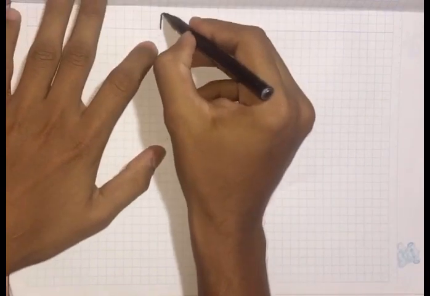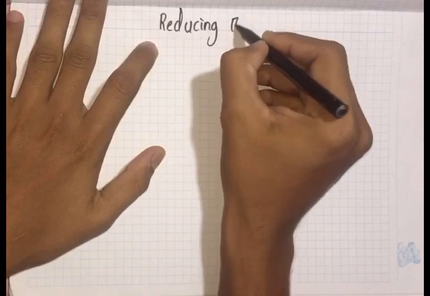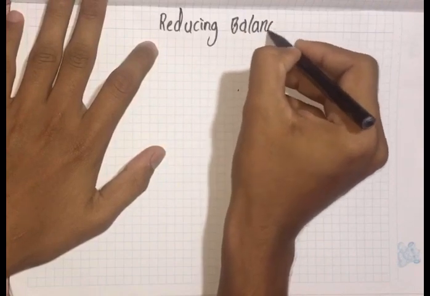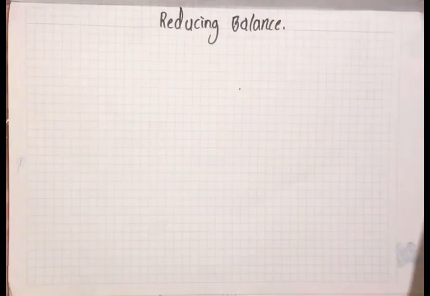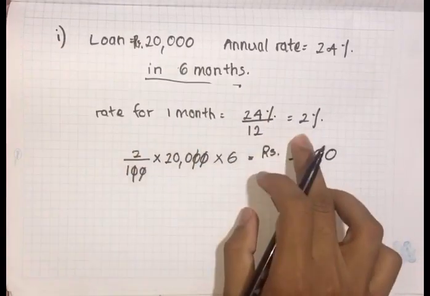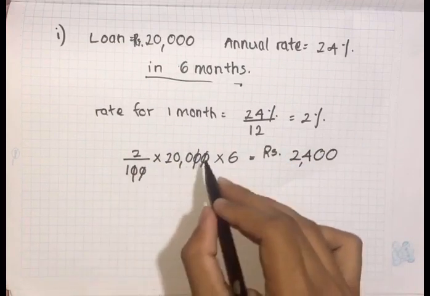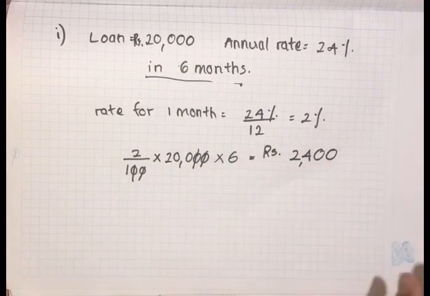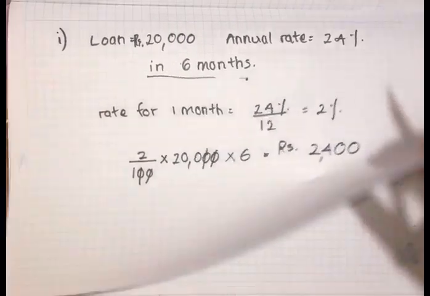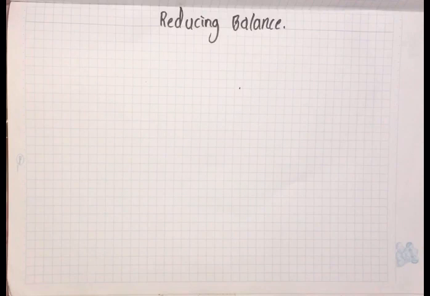But in this lesson, it's about calculating interest based on the reducing balance. I'll go with an example. Reducing balance. Now here, what did we do? During the first month we found the rate for the first month, and if you multiply, you get an amount here. That we multiplied by 6, the number of months. But on a reducing balance you cannot multiply. The interest will be different for each month.